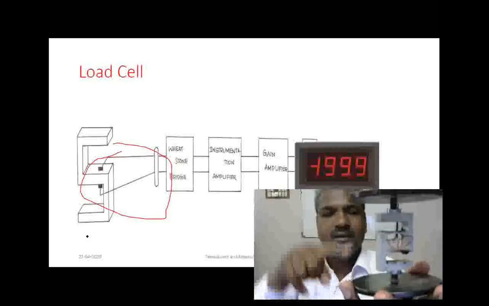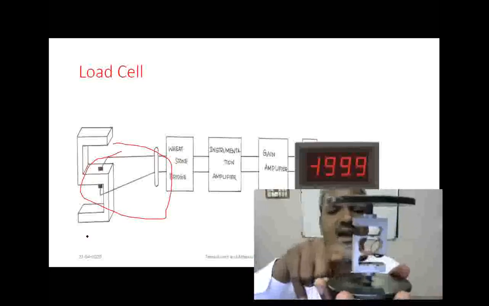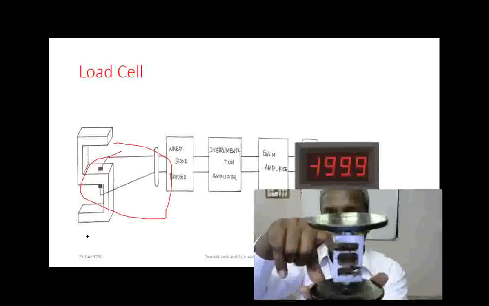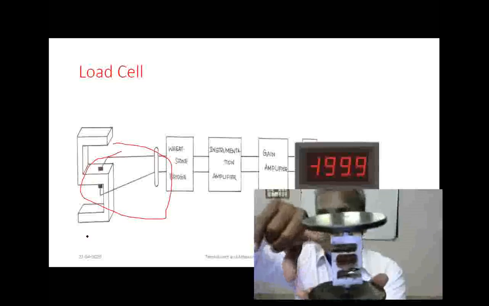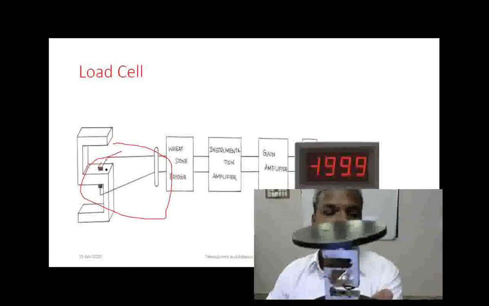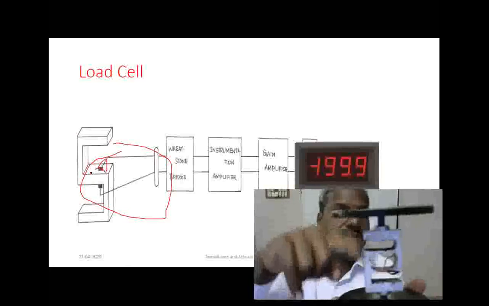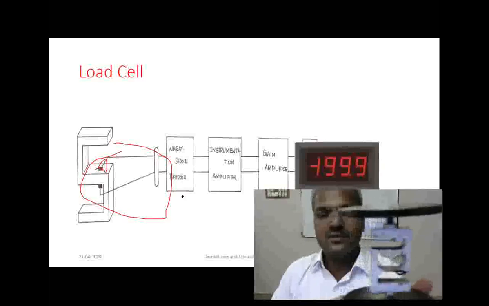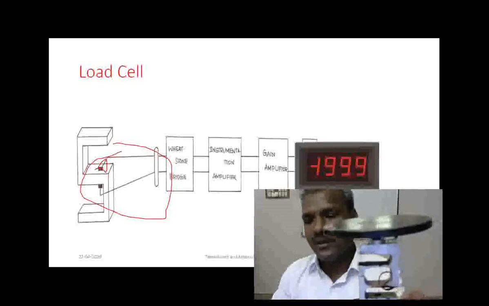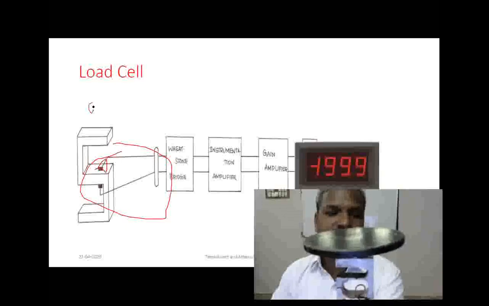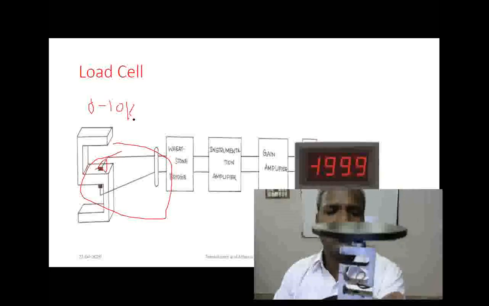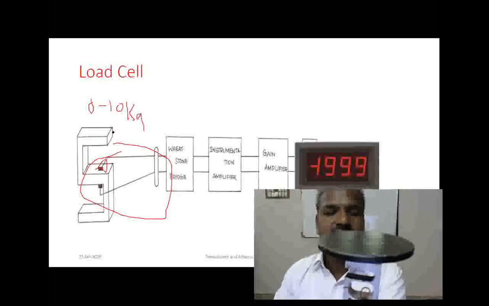In the S shape, one strain gauge is bonded here and another strain gauge is bonded here. When we apply the force here, one strain gauge is subjected to tension and the other to compression. These two strain gauges, the top one and the bottom one, are connected to a Wheatstone bridge, then the signal conditioning circuit with the instrumentation amplifier, then the gain amplifier, and finally the display. Say this load cell ranges from 0 to 10 kg. 10 kg is a small strain gauge load cell.